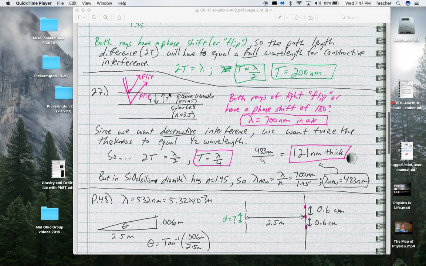For 27, same sort of thing. It's a longer wavelength, so that's 700 nanometers in air. That's red light, so I did it in pink. Reflecting off silicon dioxide and then off the solar cell. So this is used to coat the solar cell to cause reduced glare. So it's actually kind of cool. It's trying to cause destructive interference. And I wasn't aware of that before.